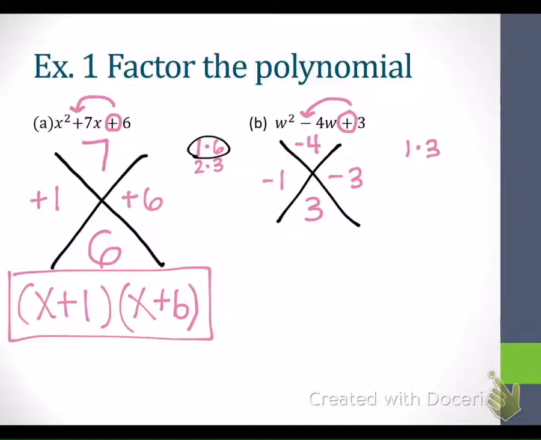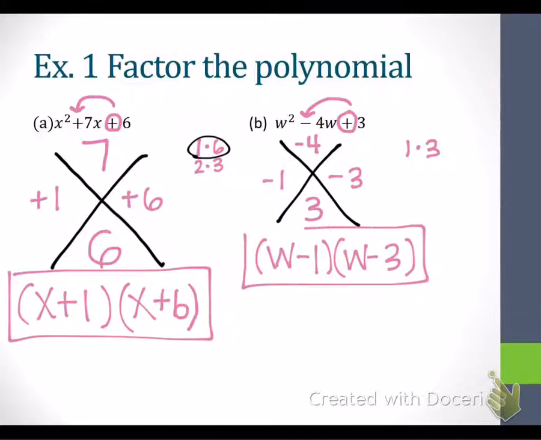Now, what is my final answer, Luca, going to be on this one? W minus 1 times W minus 3. Very good. And I know your natural instinct is to just say X, but you got to pay attention to the variable that's in the original problem. But W minus 1 times W minus 3.